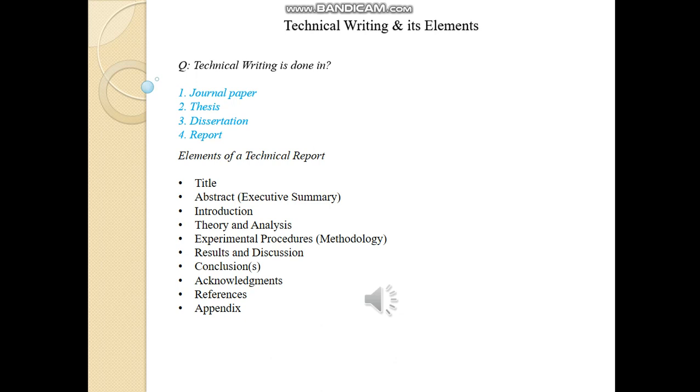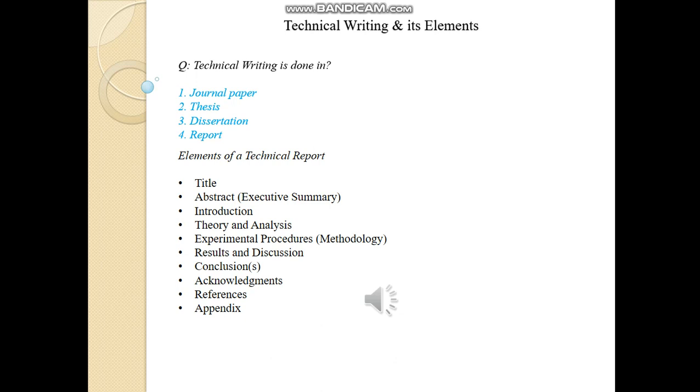After the title, your report must have an abstract. An abstract is known as an executive summary. As you already know that an executive position is actually a top position, so this summary or abstract that you will be including in your technical report will actually be placed at the top of your report. That's why it is known as an executive summary.